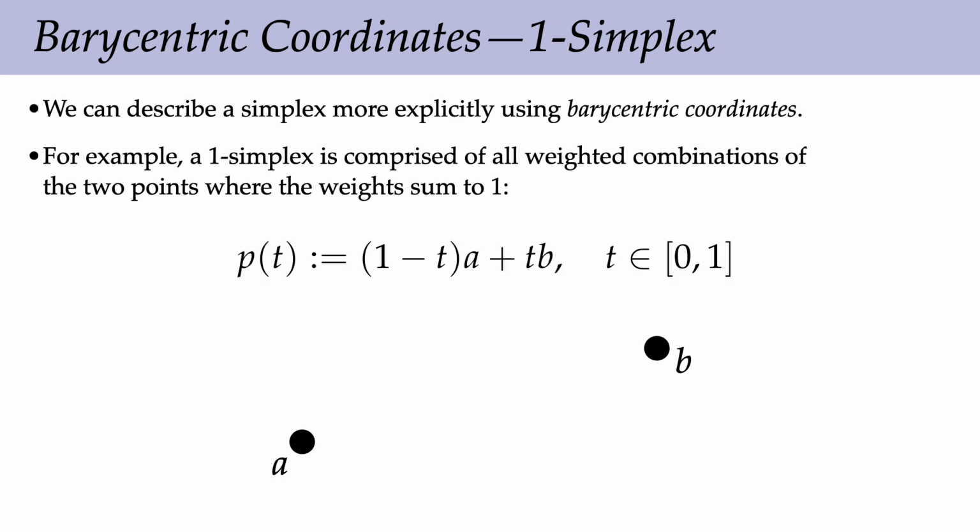So I can think of all the points in the 1 simplex as (1 minus t) times A plus t times B for some number t between 0 and 1. And if I draw out p of t for all values of t, I get this segment. Right? If t were equal to 1/4, I'd be here. If t were equal to 3/4, I would be here, and so on. Okay. We can, of course, generalize this idea.